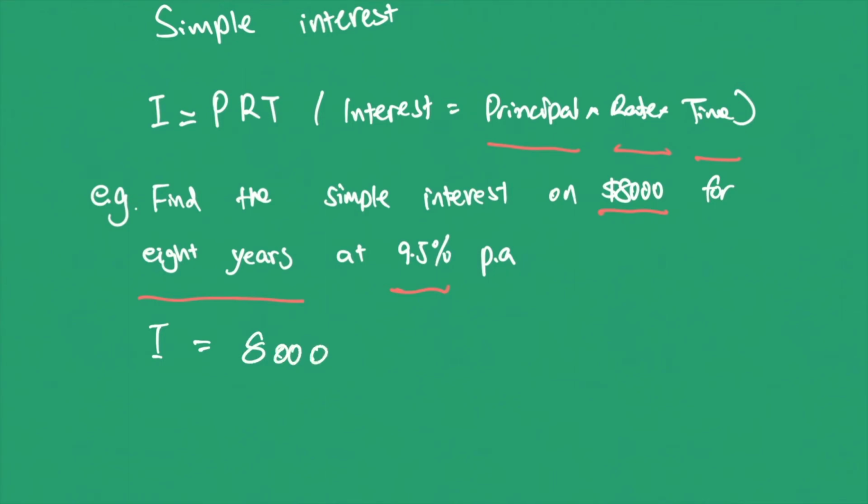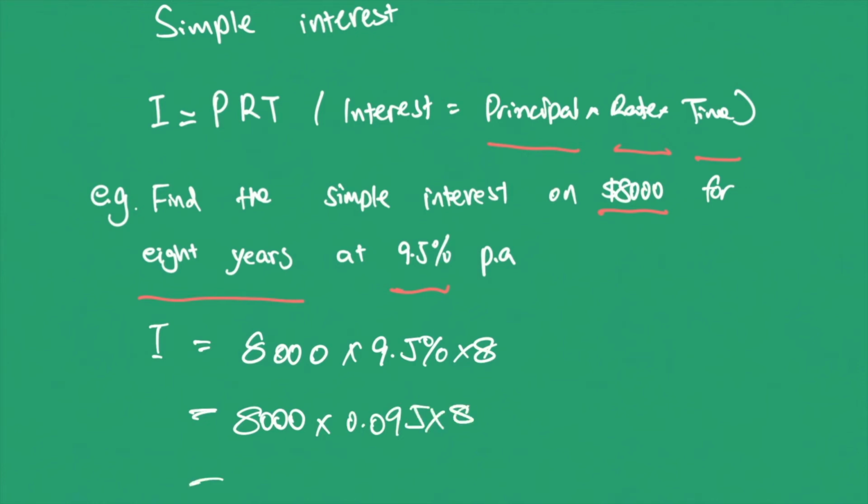equals 8,000 times 9.5% times 8, equals 8,000 times 0.095 times 8, equals $6,080. Thus, the simple interest after 8 years is $6,080. Okay, now you know how we can find the simple interest. Let me show you another question.